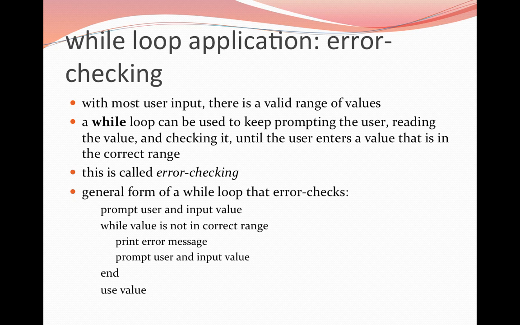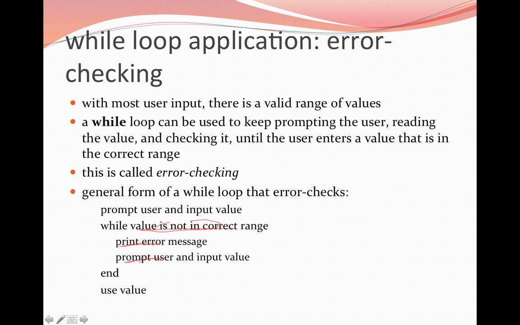So the general form of a while loop that error checks starts by prompting the user for a value and reading it in. And then basically you say while the value is not in the correct range. So if that's true, the user didn't enter something that's valid. So the action is to print an error message and prompt them again. So then we go up and evaluate the condition again while the value is still not in the correct range. So if the user once again didn't type in something that's valid, print an error message, prompt the user again.